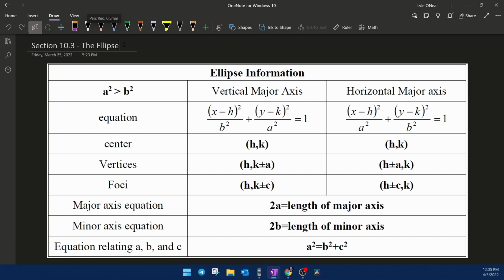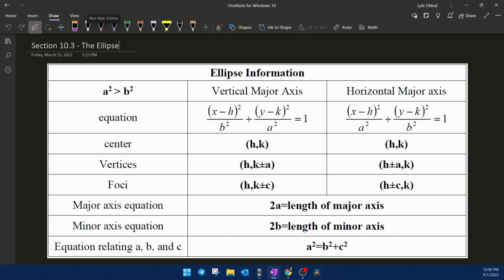First, we're going to cover this information sheet you see in front of you, going through all of the formulas, both vertical and horizontal major axes. Then we're going to jump over to Desmos and give a graphical representation of this content. And finally, we're going to look at some examples illustrating what you're going to need to know how to do when it comes to working with the ellipse.